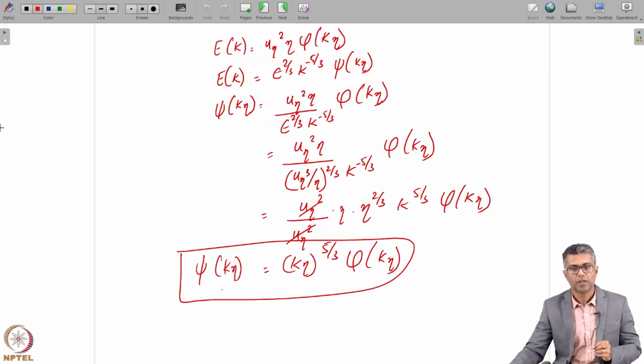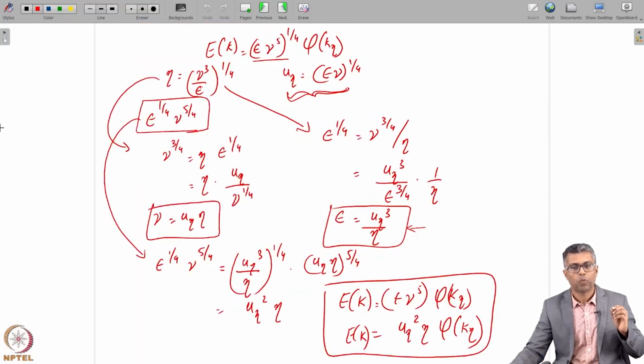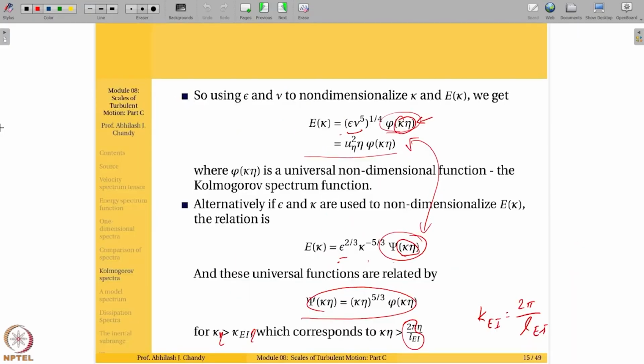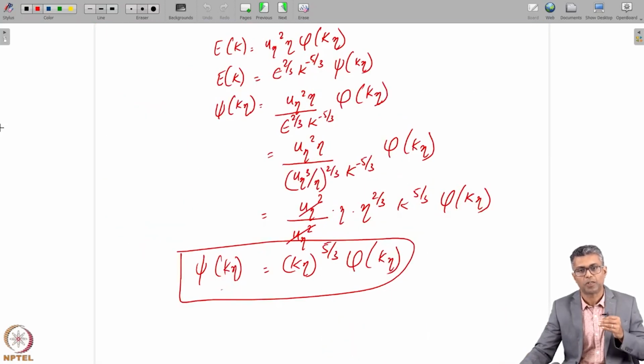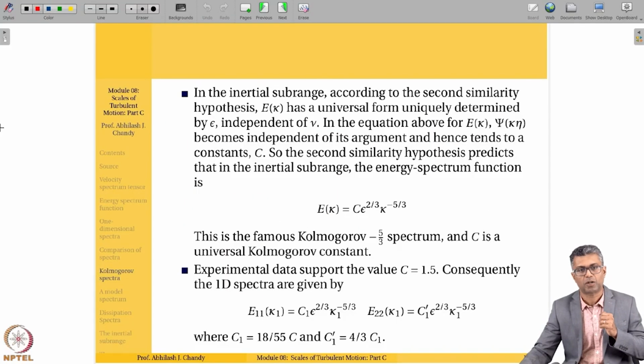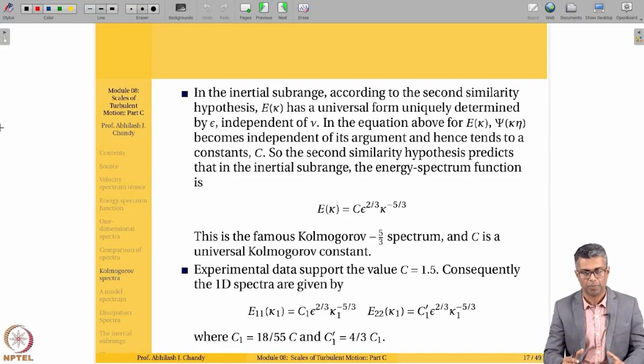We even looked at the 1D spectra and tried to derive relationships for the universal non-dimensional function, the Kolmogorov's spectrum function, and that came from Kolmogorov's hypothesis. So now let's go further by looking at this energy spectrum function in the inertial subrange.